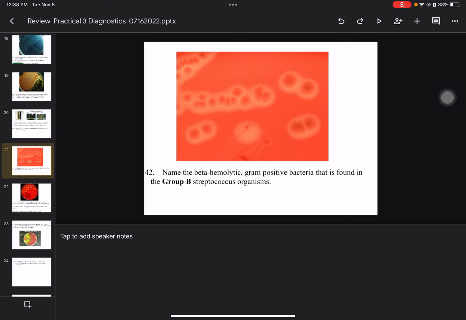So here is some of the diagnostics. Name a beta-hemolytic gram-positive bacterium that is found in the group B Streptococcus group, which is what? Streptococcus agalactiae. It's the only other major pathogen in the group.